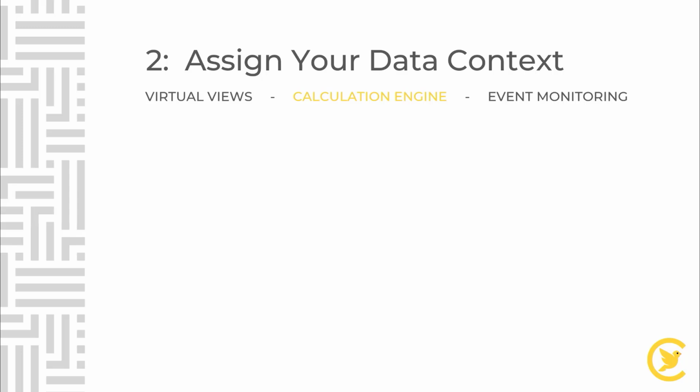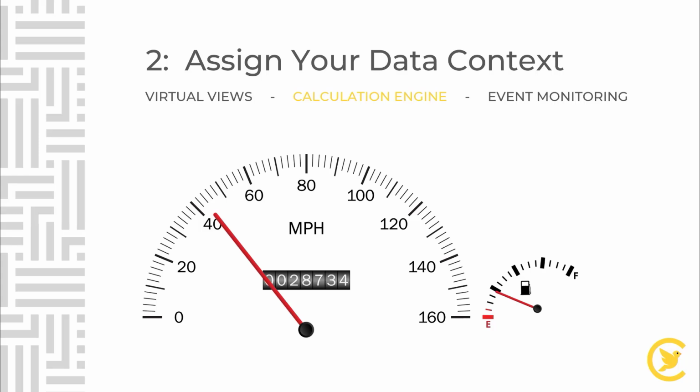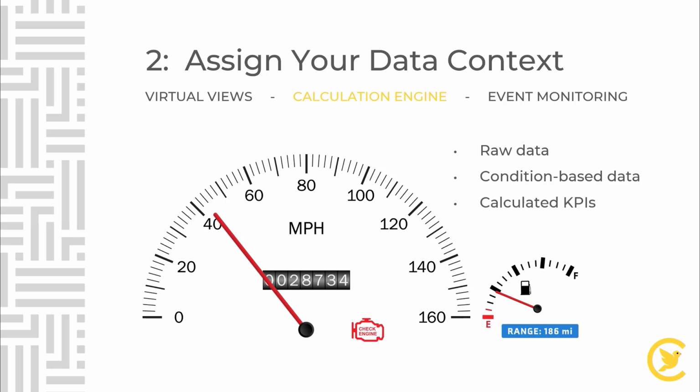The next piece of software in the system is the calculation engine. If you think about it, your car's dashboard is feeding you raw process data. How fast am I going? How many miles are on the odometer? How much fuel is left in the tank? That's all raw data. Now, if a check engine light comes on, you're looking at what we would call condition-based data. And many cars today also have an indicator of range, or how many miles you can drive given your current fuel level. Well, that's running some type of calculation to estimate that KPI.